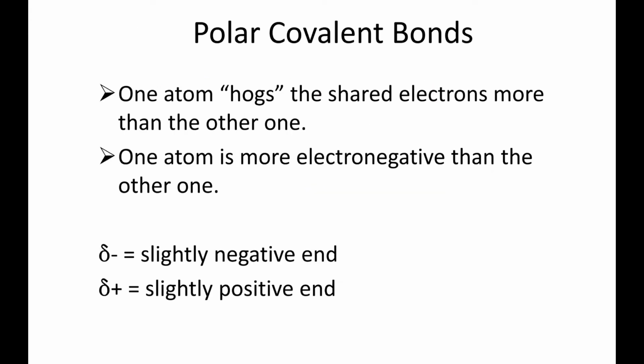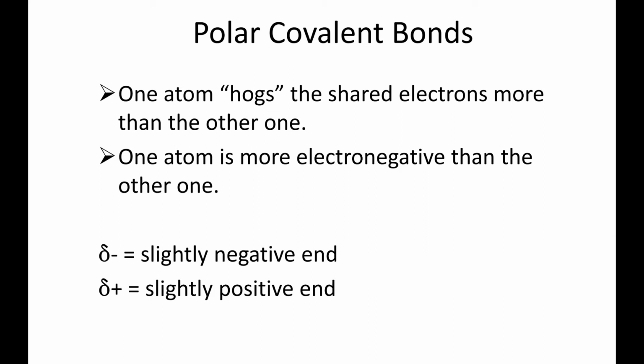Okay, now polar covalent bonds. Let's talk about them first. One atom hogs the shared electrons more than the other atom. Now remember, these guys are sharing electrons. They're not taking electrons. That would be ionic. So they're just sharing them. If one atom hogs it more than the other one, then it's probably a polar bond. One atom is more electronegative than the other one.